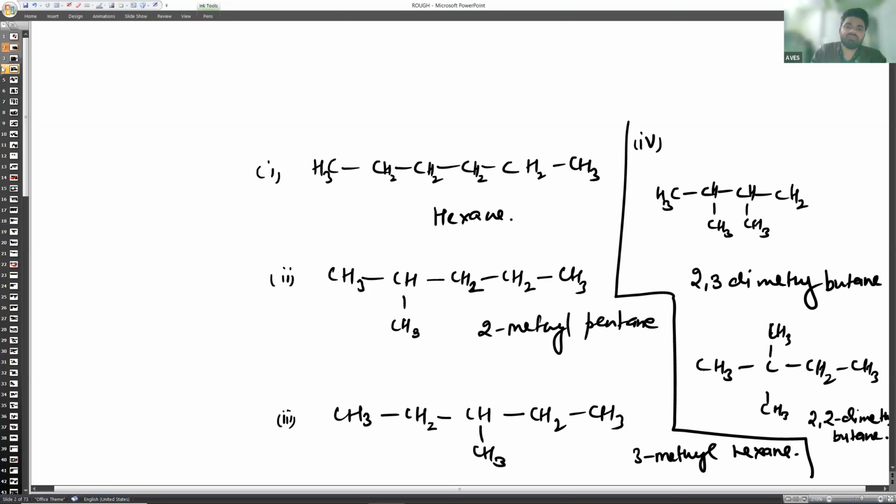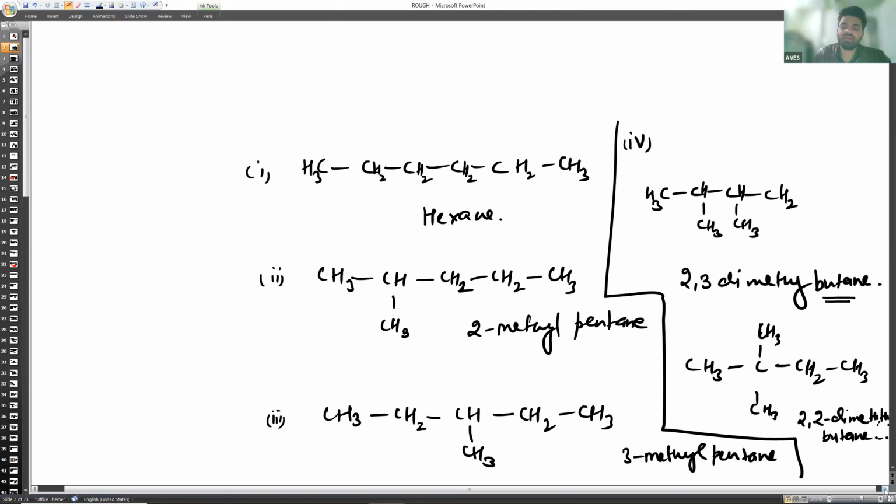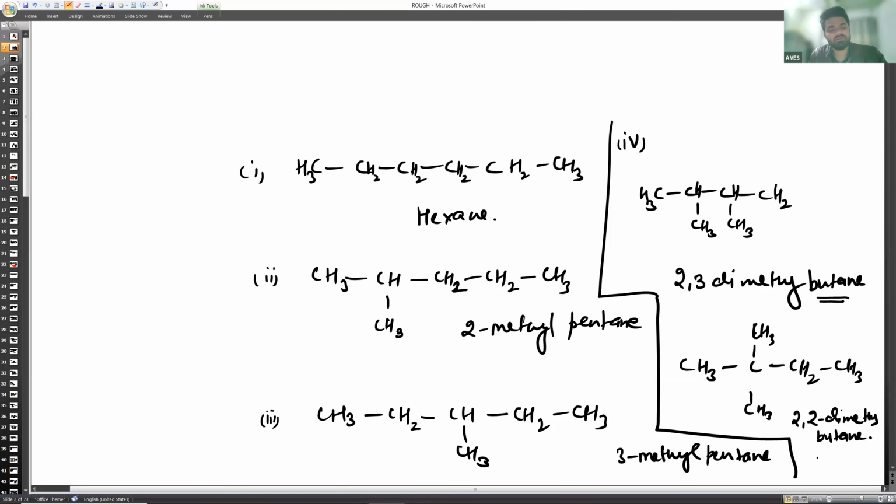These are the isomers of hexane. Check it. There's simple hexane. Then we have a 5-carbon main chain, and this is 2-methyl pentane. Then 3-methyl pentane, not hexane, sorry, it should be pentane. Then 2,2-dimethyl butane for 4 carbon, and then 2,3-dimethyl butane. Got it? Note it down, please, everyone.